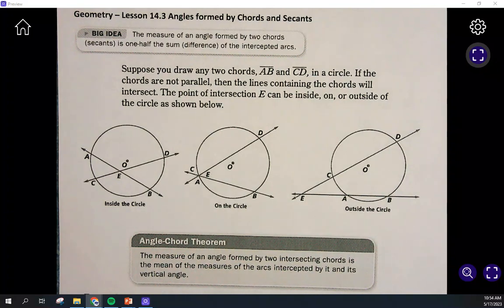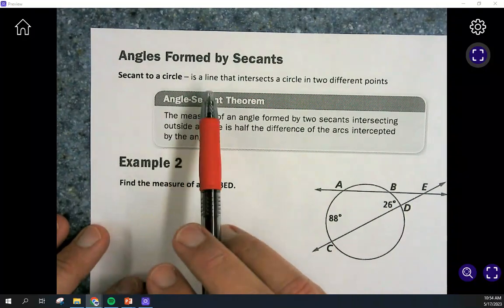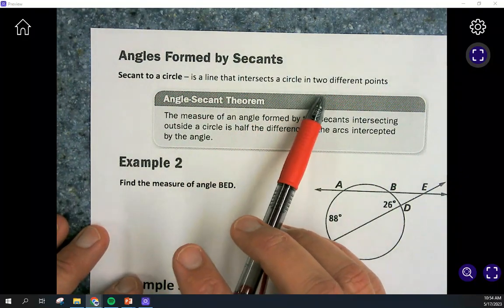This is lesson 14.3. We're going to be looking at angles formed by chords and secants. So let's start with that definition. It's actually on the back here. A secant to a circle is a line that intersects a circle in two different points.